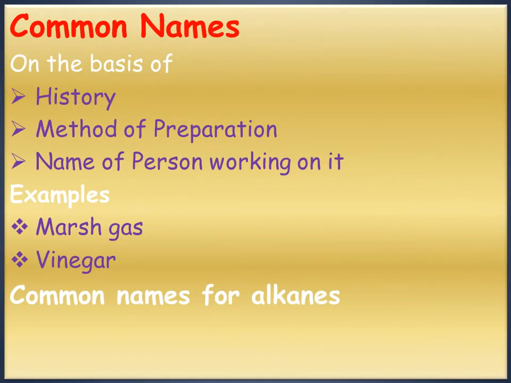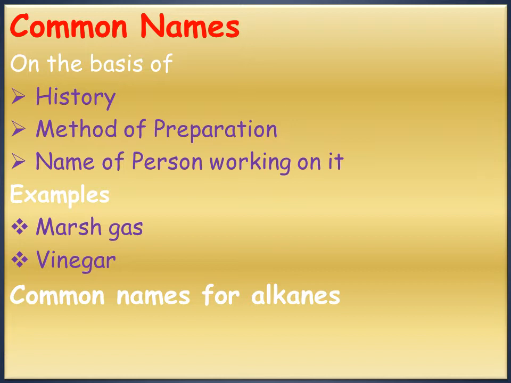In the past, compounds were named on different bases, for example: history, method of preparation, and name of the person working on it. Marsh gas was given the name methane because it was found in marshy areas, and acetic acid was derived from vinegar.